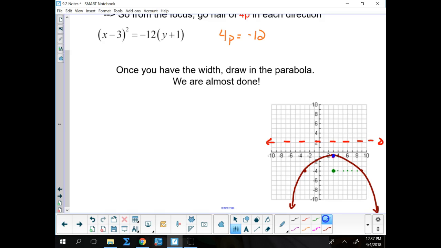We have a P distance of 3, so that puts the focus 3 away: 1, 2, and 3. That puts the directrix 3 away: 1, 2, and 3. That was step 3. Step 4 said that our parabola is 12 wide through the focus. 1, 2, 3, 4, 5, 6, 7, 8, 9, 10, 11, 12. We're 12 wide through the focus. There's our parabola.